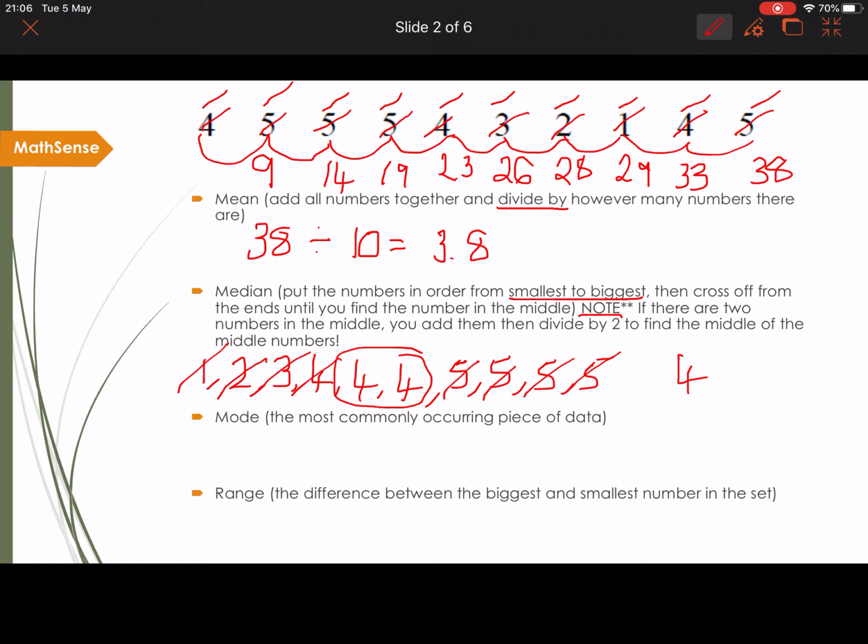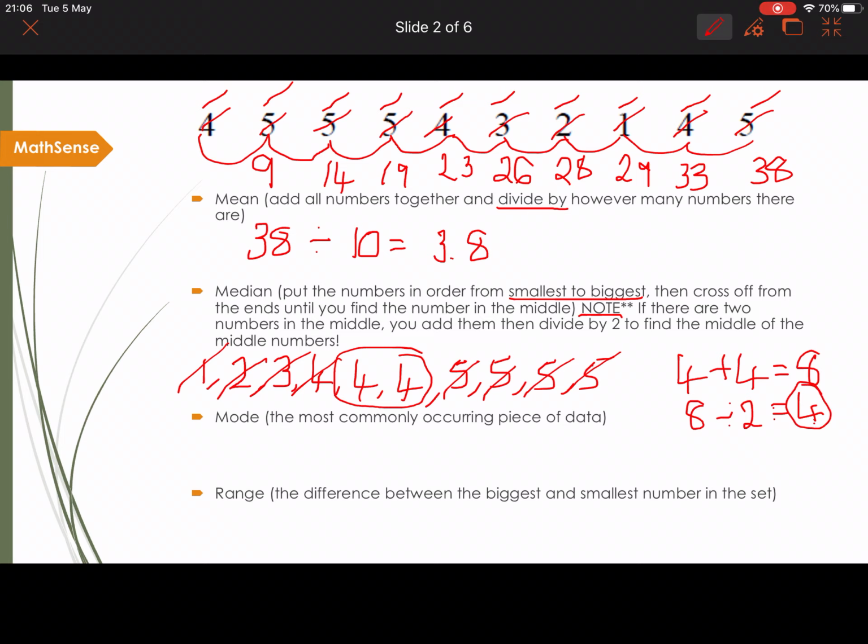But we could also use a method in our note to check this. So 4 plus 4 is 8. And then 8 divided by 2 is 4. So the answer to the median is 4.